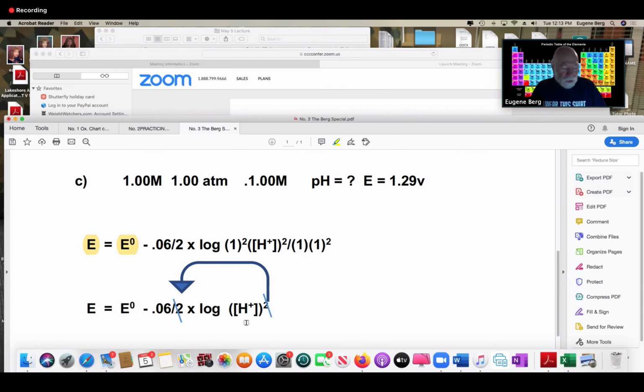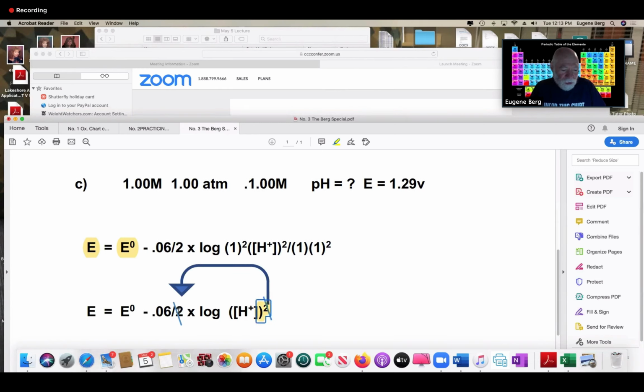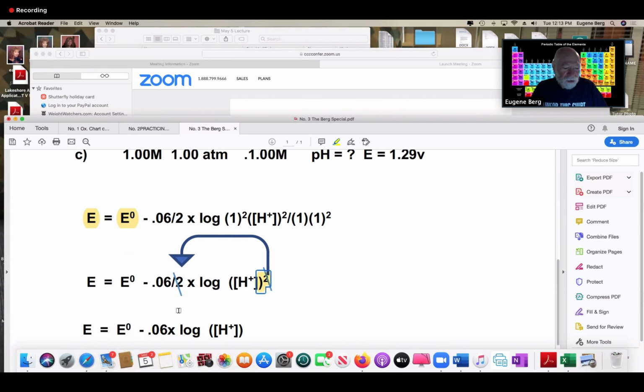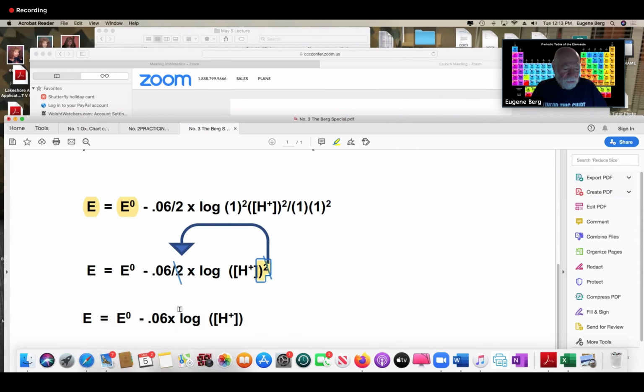Now here's a cute little trick you might remember from logs. You have the log of hydrogen concentration squared. Remember, you're allowed to bring that 2 out in front of the log button. And then it cancels with the 2 over here. So that simplifies it even more. So look at that math again. The log of hydrogen concentration squared is the same thing as 2 times the log of the hydrogen concentration. So now the 2's cancel out. So now the equation looks like this.